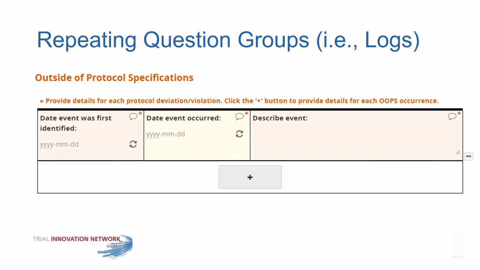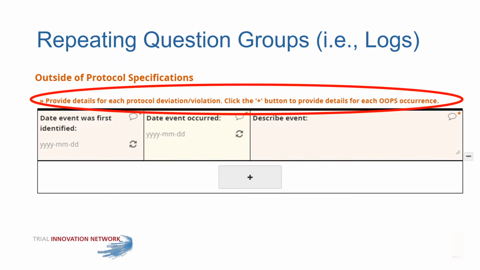Forms that contain repeating question groups or logs allow you to enter additional sets of questions as you need them. You will know a form contains a repeating question group because there will be instructions for how to add multiple sets by clicking the plus sign button. If you add too many question groups, simply click the minus sign button on the right-hand side of the question group.